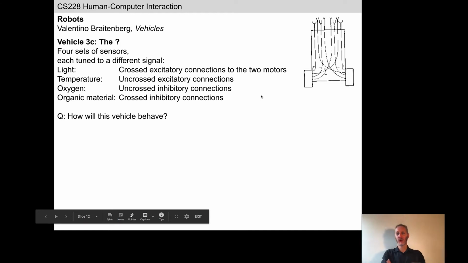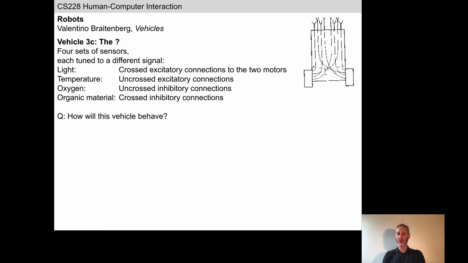Let's have a look at one last robot. As you can see, this one's a little more complicated. This robot has a total of 8 sensors on its front, 4 pairs, left and right. So it has a pair of light sensors, as we've already seen. Assume that these are crossed excitatory connections. So the left light sensor is positively connected to the right motor. The right light sensor is positively connected to the left motor.